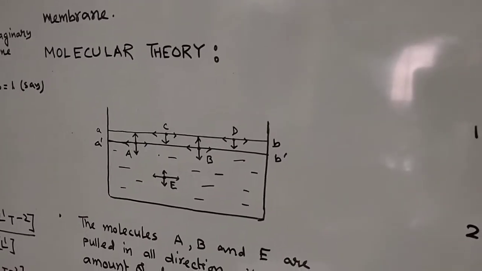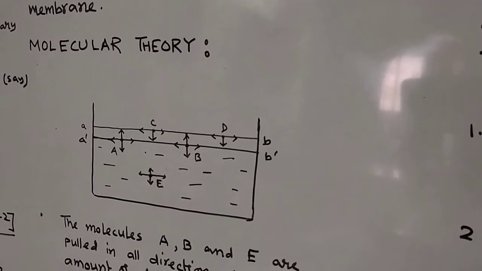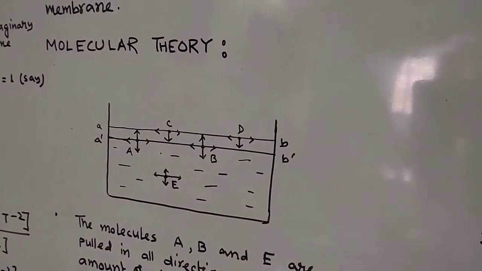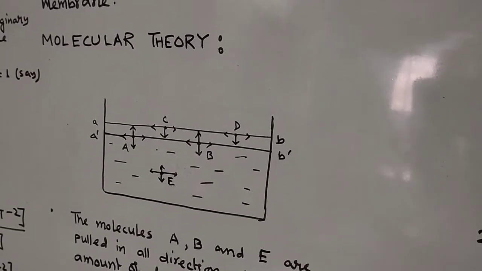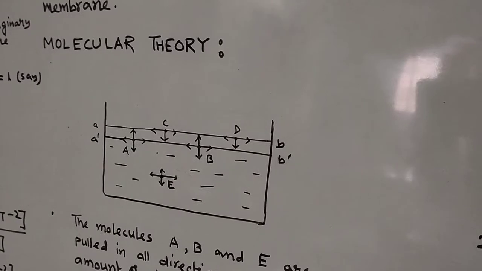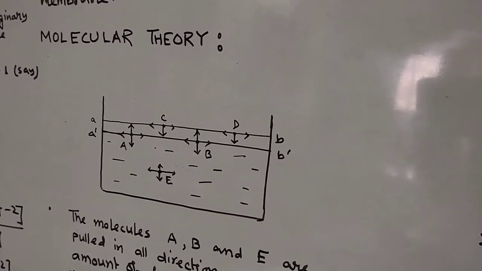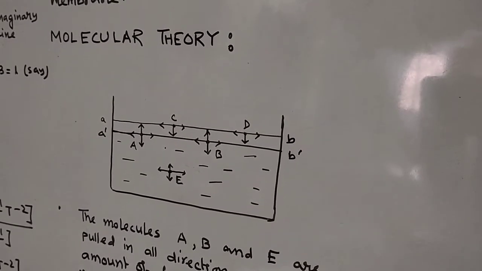Now you see in this figure we have taken a container, and the container contains a certain amount of liquid. Now the liquid has millions of molecules. Here we have considered a few molecules A, B, C, D, E. Now if you consider a molecule at A, that molecule gets pulled by all the molecules surrounding it. So the force is in all directions.